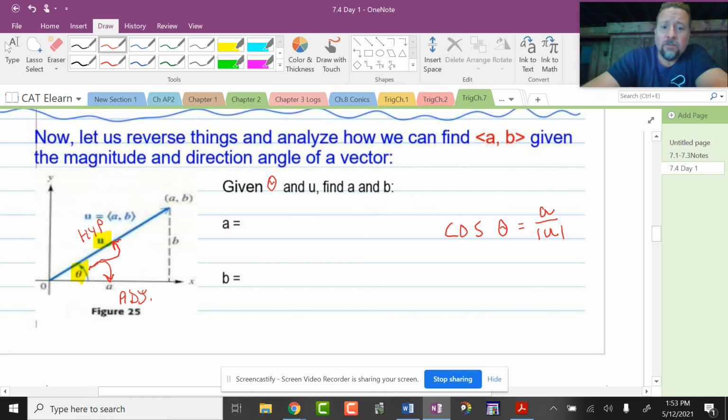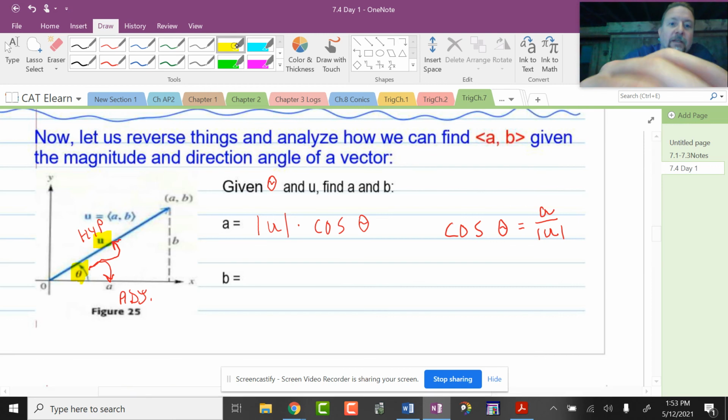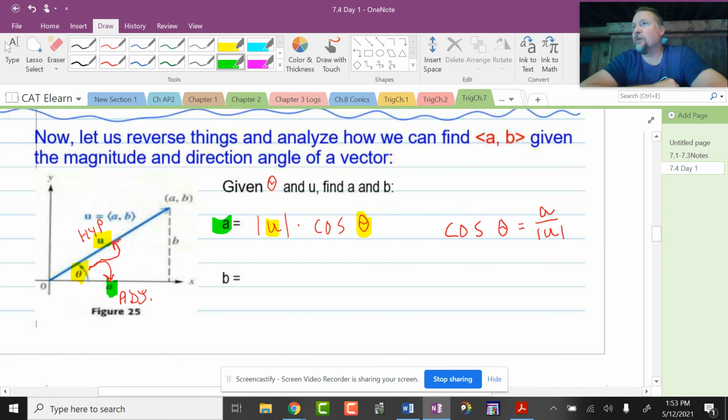So what's a equal? All I need is a simplistic multiplying of the magnitude of u from both sides. So do understand, you're going to be given this and this. This is all I have to do to find this. All right, just insert those numbers. So then I'll get what the A component is.